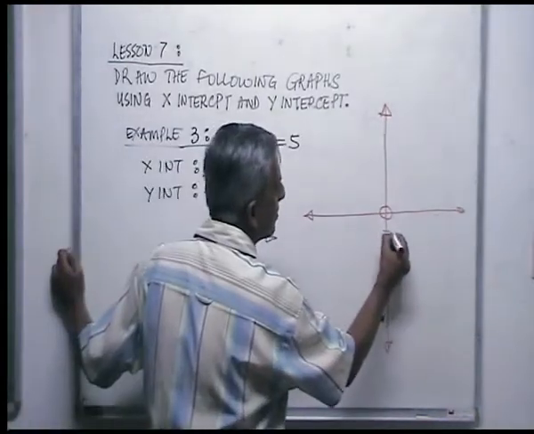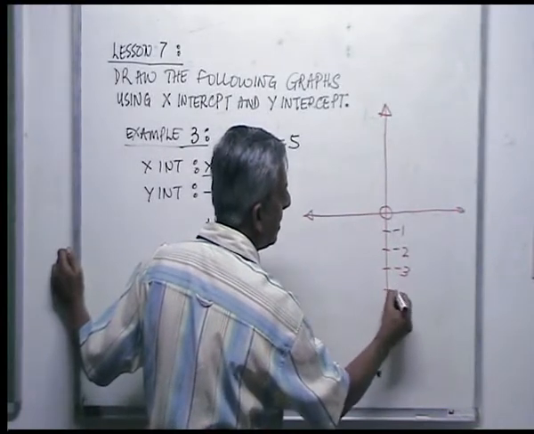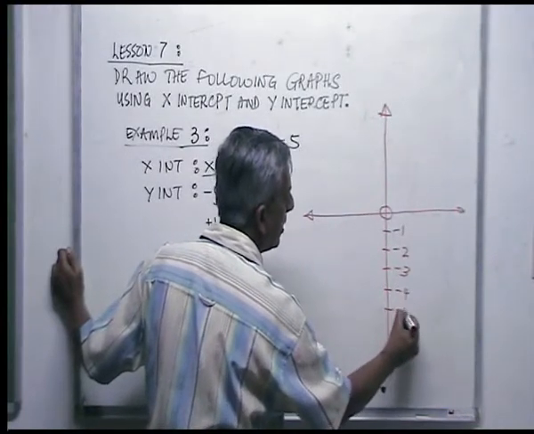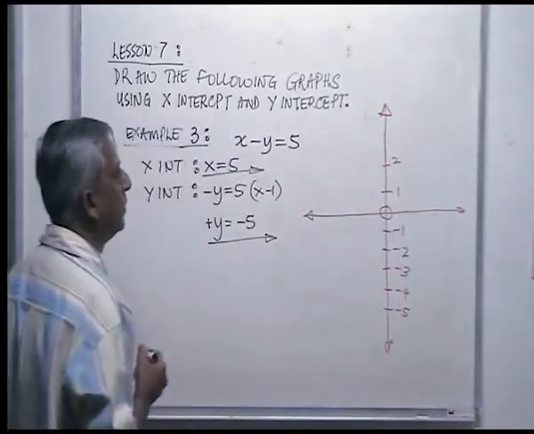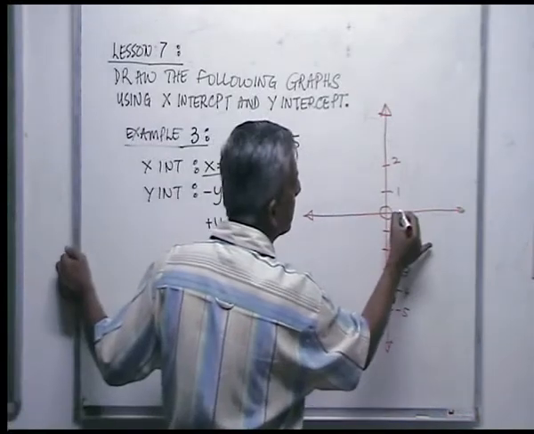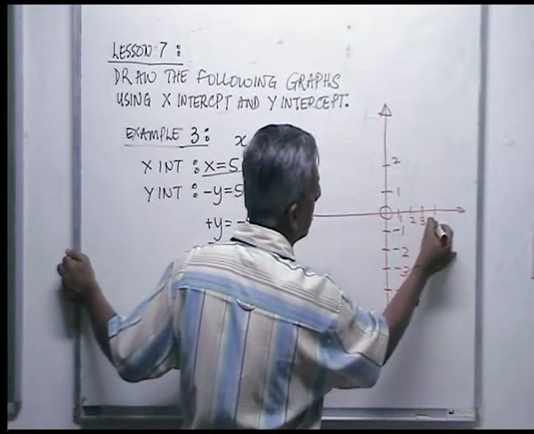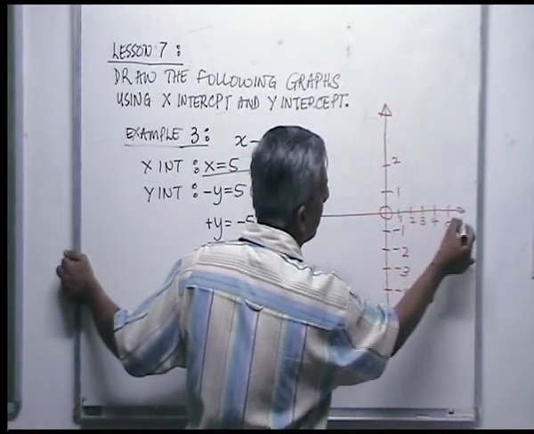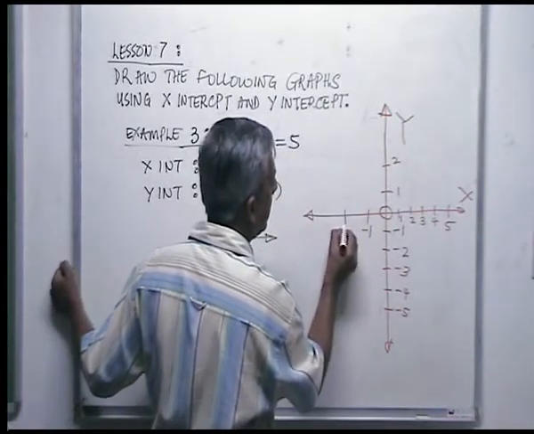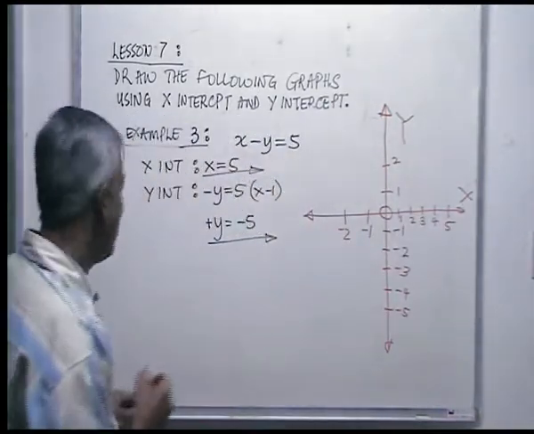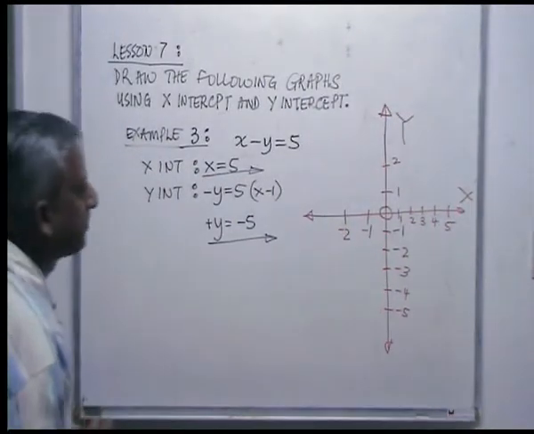Right, so there is minus 1, minus 2, minus 3, minus 4, minus 5. There's 1, there's 2. Then there's x is 1, 2, 3, 4, 5. That's your x-axis, that's your y-axis. On this side I got minus 1, I got minus 2. Right, remember it's a rough sketch. It's not an untidy sketch, it's called a rough sketch, right?